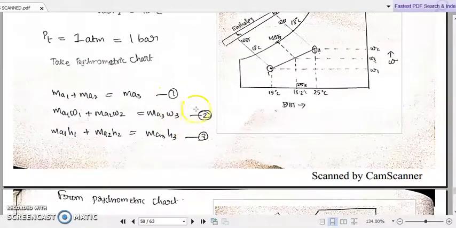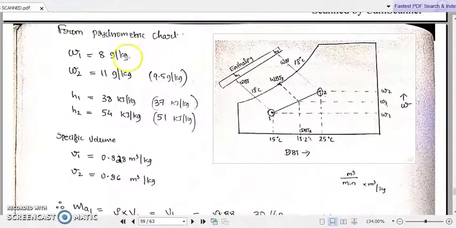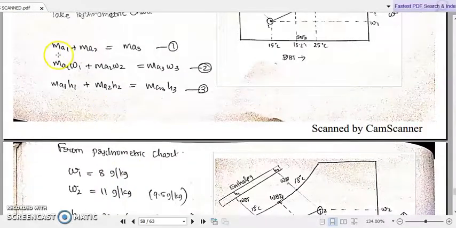Okay, so these three equations 1, 2 and 3 we need to solve in order to find out the dry bulb temperature and wet bulb temperature of the final stream of air, that is the stream 3. From the psychrometric chart we can find the necessary values. The variables here are Ma1, Ma2, Ma3, omega1, omega2, omega3, H1, H2 and H3. Now we need to find out the values of all these psychrometric variables.